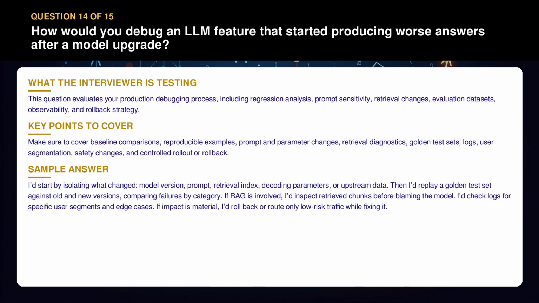I'd start by isolating what changed: model version, prompt, retrieval index, decoding parameters, or upstream data. Then I'd replay a golden test set against old and new versions, comparing failures by category. If RAG is involved, I'd inspect retrieved chunks before blaming the model. I'd check logs for specific user segments and edge cases. If impact is material, I'd roll back or route only low-risk traffic while fixing it.